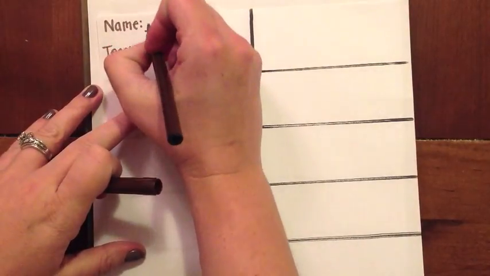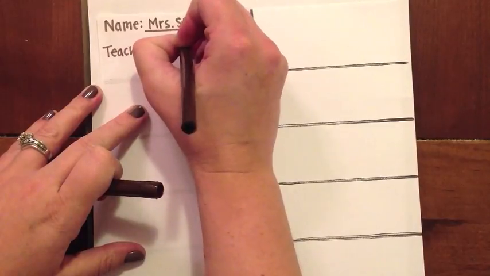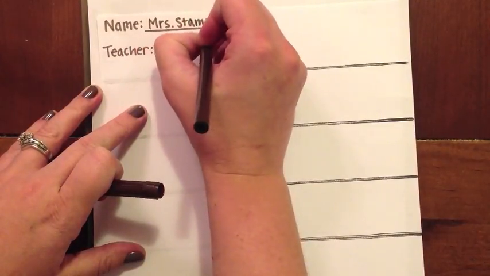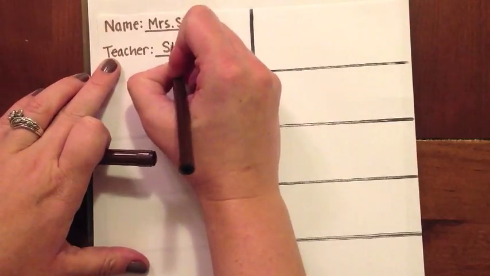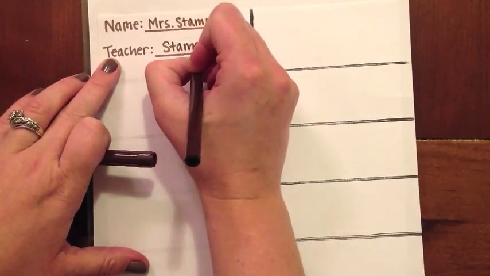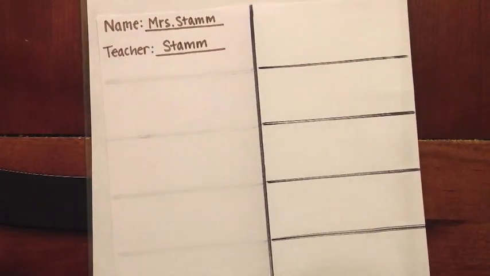Our outside cover is going to be this side. Make sure to go ahead and put your name and your science teacher's name on the paper. This way, your foldable will be turned into the correct science teacher and it doesn't get lost.